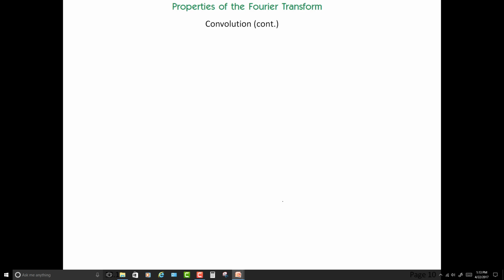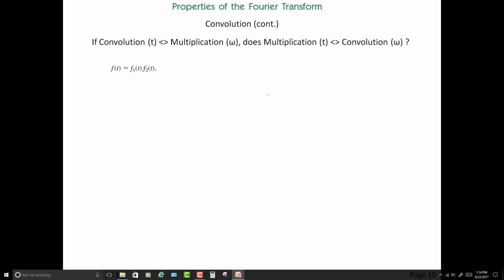So a good question, one that sort of sits in the background, we used to say, well, this all begs the question. If convolution in the time domain corresponds to multiplication in the frequency domain, does multiplication in the time domain correspond to convolution in the frequency domain? Oh my. Well, it turns out this happens to be the case.